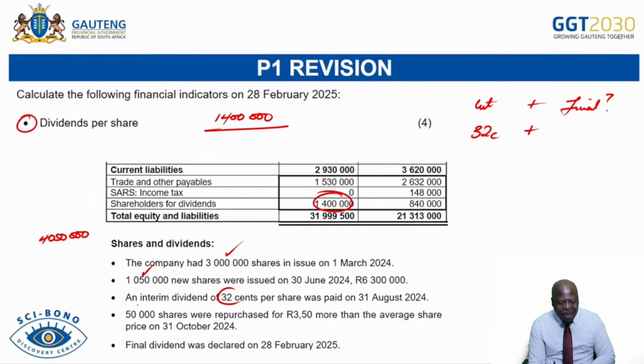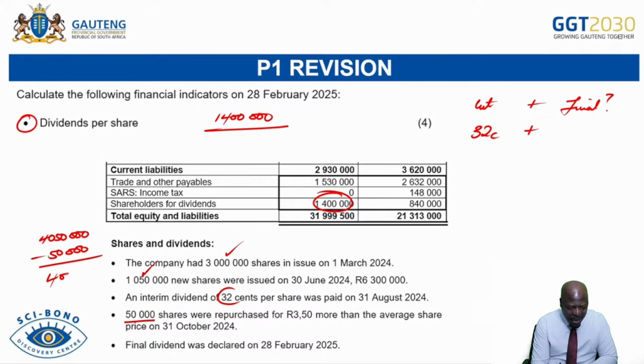You remember this particular question here? And then we say 50,000 shares were repurchased. So we subtract the 50,000 shares, and we now end up with 4 million. So the 4 million is where the final dividend was declared. So I can now say my 1,400,000 rands was given to 4 million shares. How much was paid per share?